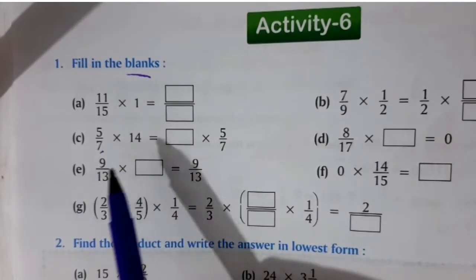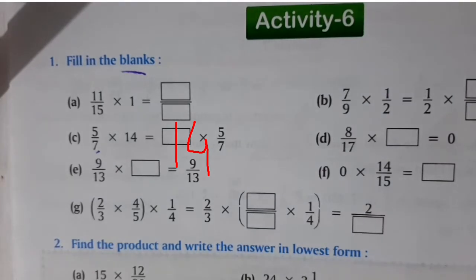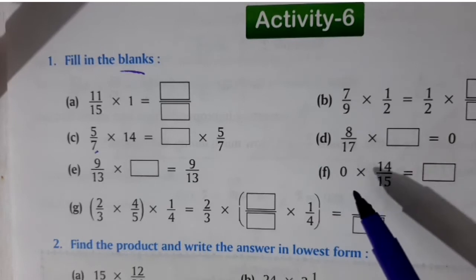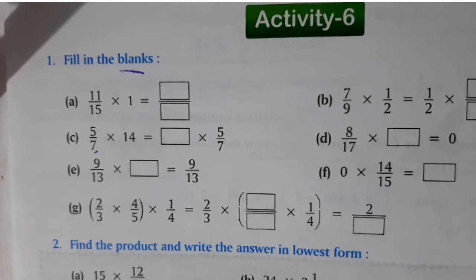Here 5 by 7 into 14 is equal to 14 into 5 by 7. Again, we can change the order of the fractions in the multiplication. 8 by 17 multiplied by 0 is equal to 0, because whenever we multiply any number or any fraction by 0, we get the result 0 only. You can complete all the parts of question number 1.